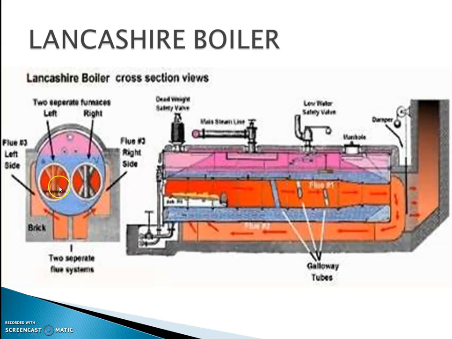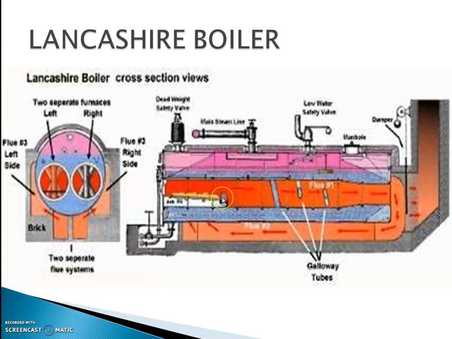The construction of this boiler is very simple, and we can produce steam at up to 16 bar. The Lancashire boiler consists of a horizontal cylindrical shell with water pressure. Two large fire tubes are present. From this front view we can see the two large fire tubes, one on the right side and one on the left side. The cylindrical shell is overlaid with fire bricks.